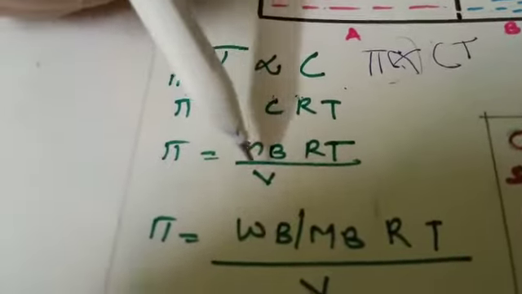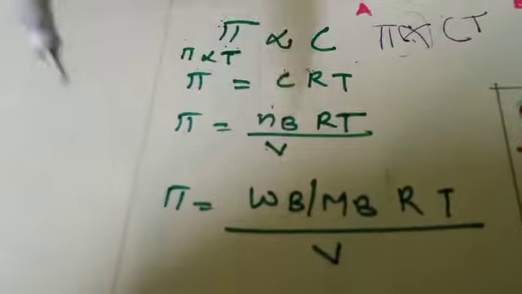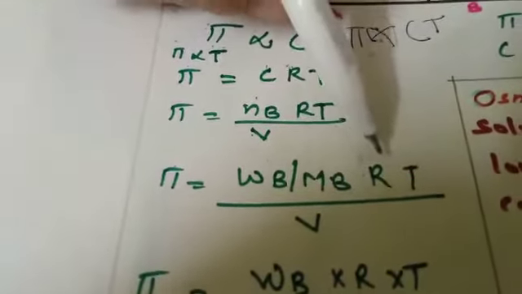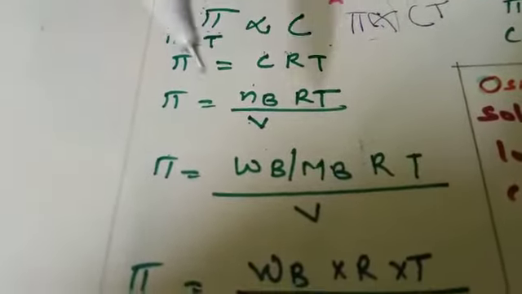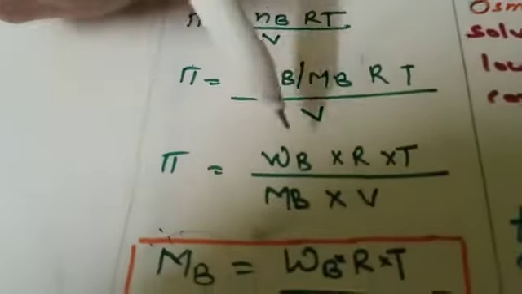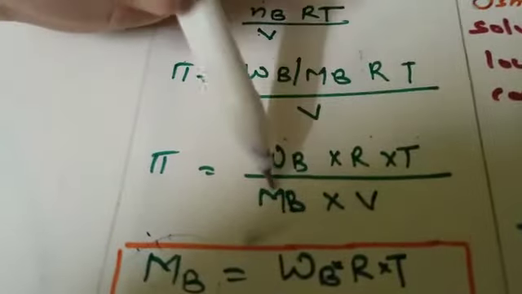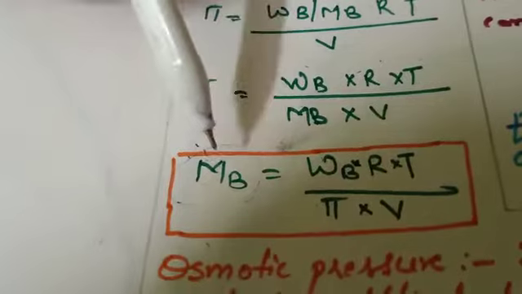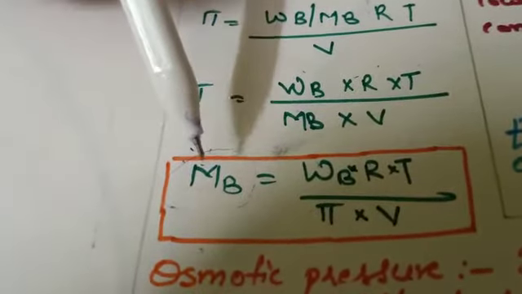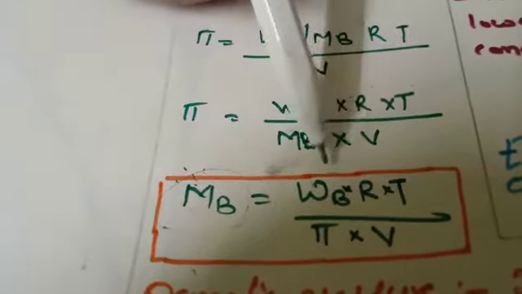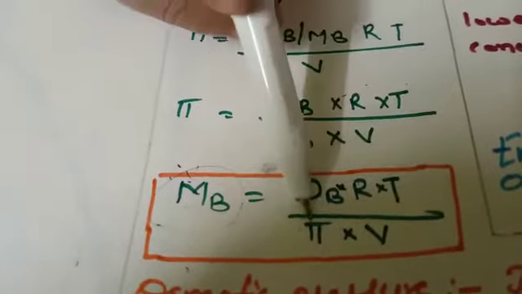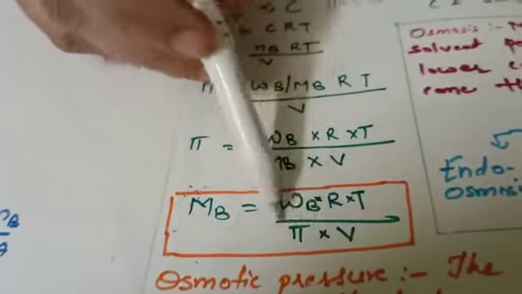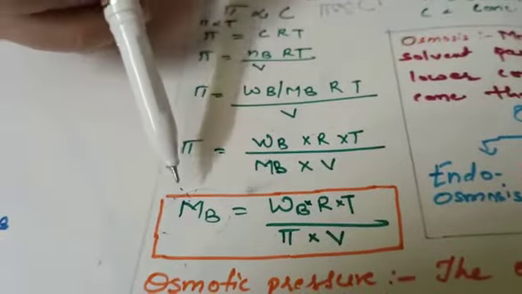C is the number of moles upon volume, that is Nb upon V. So the equation comes to be pi equals (Wb upon Mb) RT upon V, or we can also say that pi equals Wb into R into T upon Mb into V. From this equation I can calculate the value of Mb. Mb is the molecular mass of the solute, hence the molecular mass of the solute is equal to Wb into R into T upon pi into V. So we can conclude here that molecular mass and osmotic pressure are inversely proportional to each other.